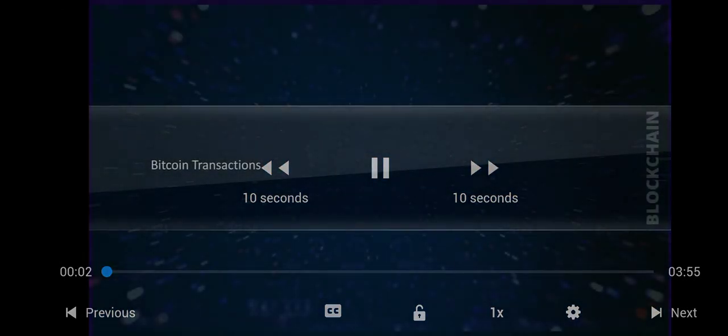Bitcoin transactions. Now let's learn about Bitcoin transactions through the concept of UTXO. UTXO stands for Unspent Transaction Output. Unspent transaction output is the fundamental building block of Bitcoin.